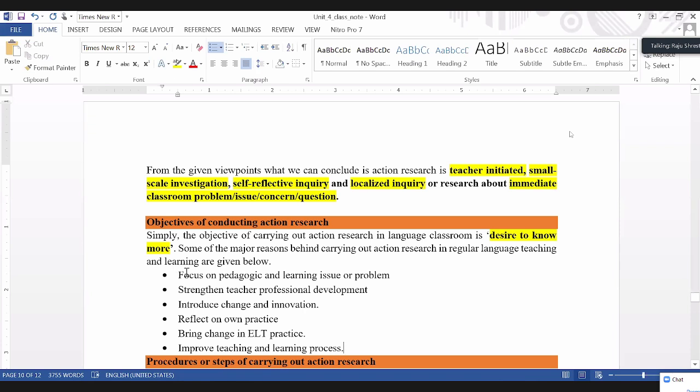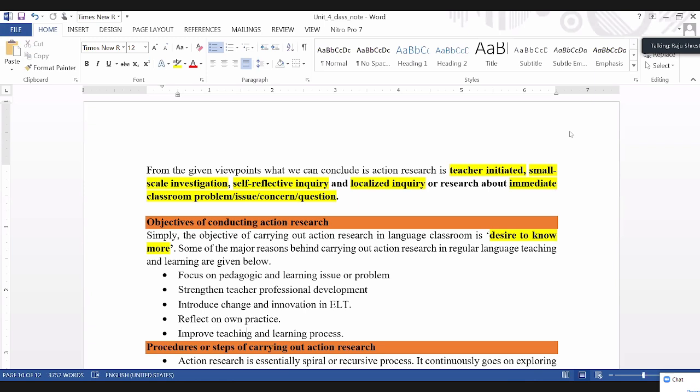Our objectives are to focus on pedagogic problems, to strengthen teacher professional development, to introduce change and innovation in ELT, then to reflect on one's own practice, looking back as in a mirror, to bring change in ELT practice. So the above covers this.